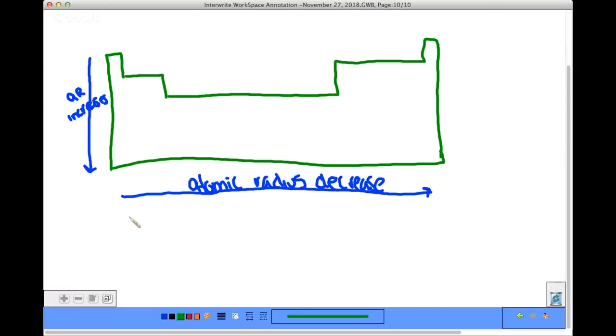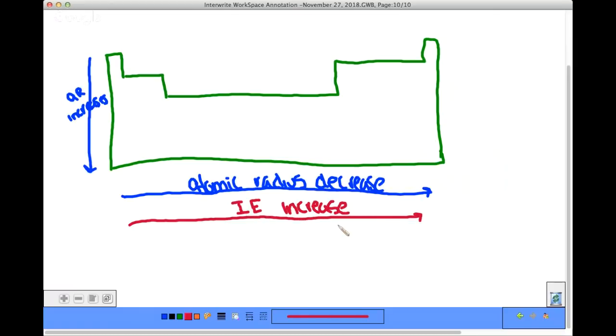We have two other trends that we talked about. We talked about ionization energy. Ionization energy is the energy required to remove an electron from the highest energy state. So here I'll put IE for ionization energy. So as we go across, we said that the atomic radius decreases, which means that those electrons are being held closer. If they're being held closer, that means that the attraction between those electrons and that nucleus is stronger, which means that it's going to be harder to remove that electron, which means that the ionization energy is going to increase.